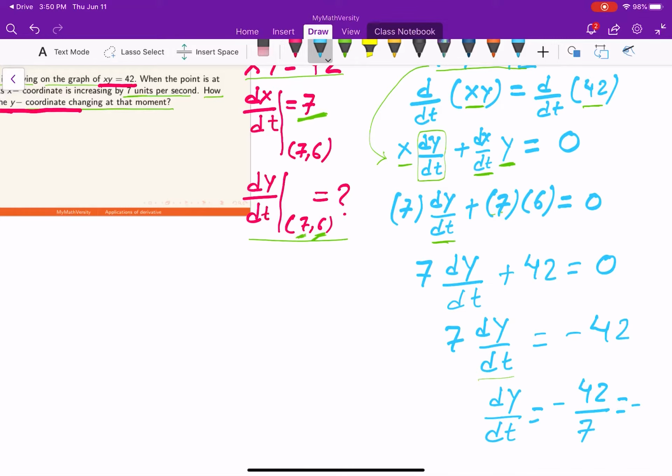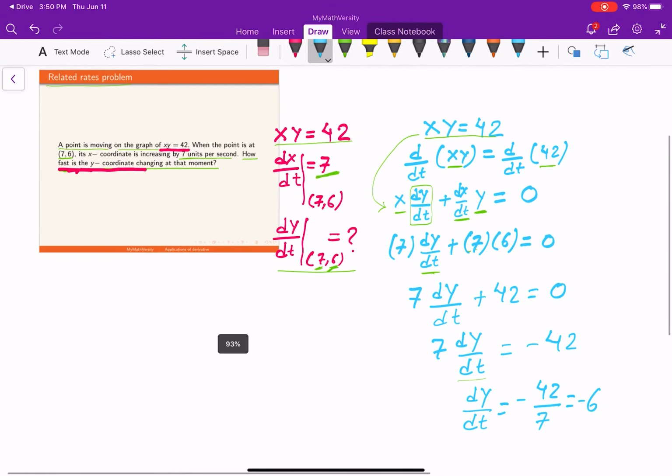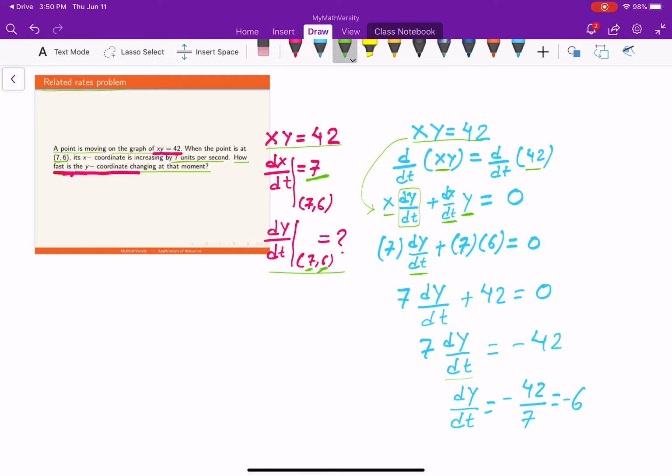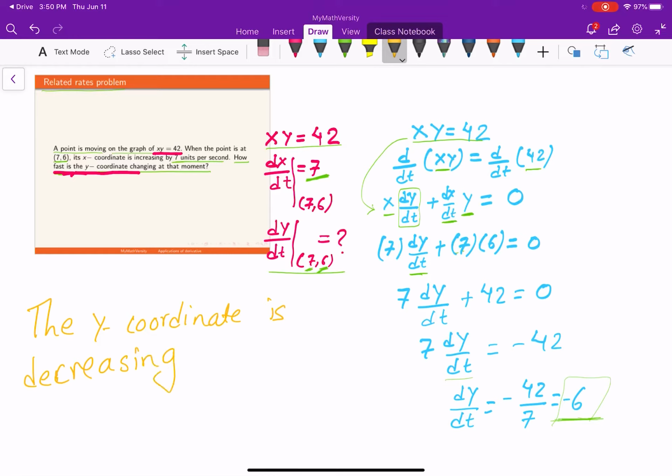So what do we get here? Negative 6 as an answer. Wow, okay, we get the required answer, right? So the rate of change of y with respect to t is negative 6. But what does that mean? How fast is the y coordinate changing? Well, if the derivative of y with respect to t is equal to negative 6, then we can say the y coordinate is decreasing, because we have a negative rate of change there. So decreasing at what rate? At 6 units per second.